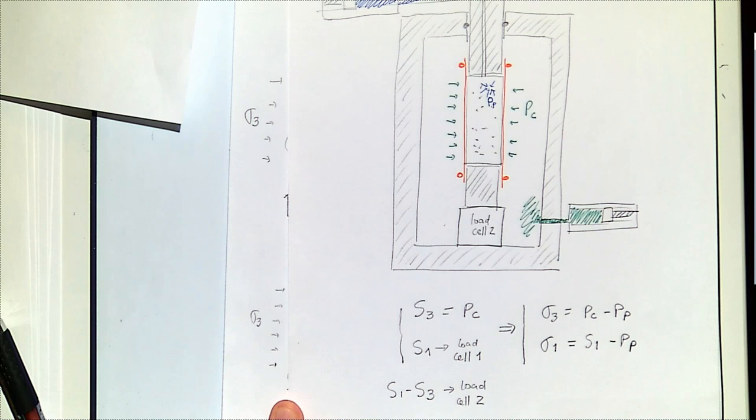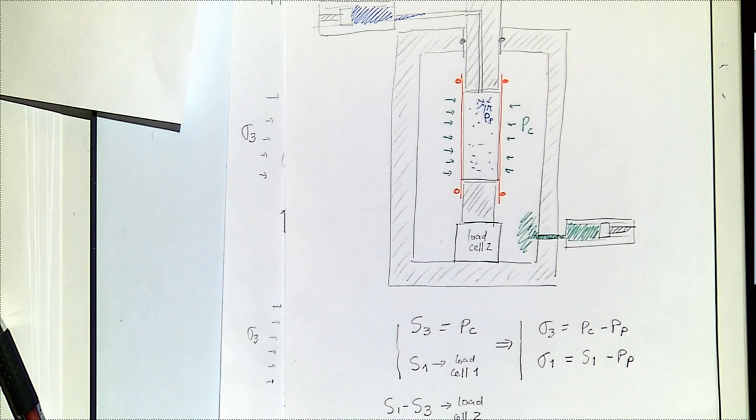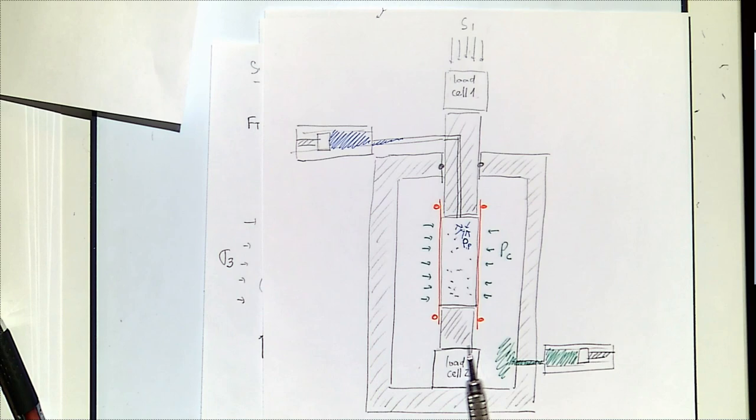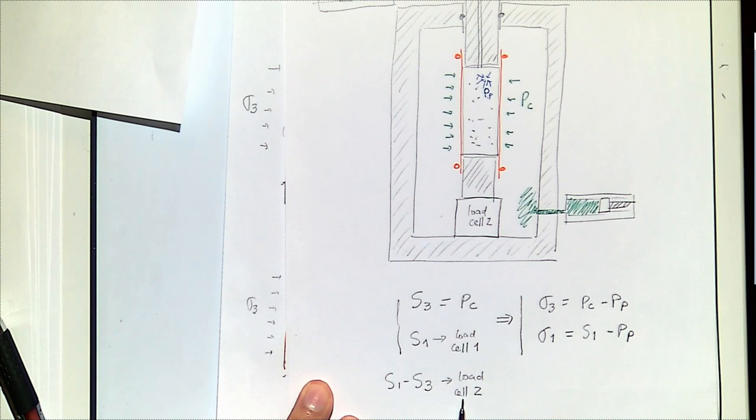Yes, Jack? I thought L1 and L2 are reaction forces. So they would be similar to each other? So, L1 measures total stress in axial direction, but that also has confining pressure in it. L2 is independent of confining pressure. Doesn't measure confining pressure.